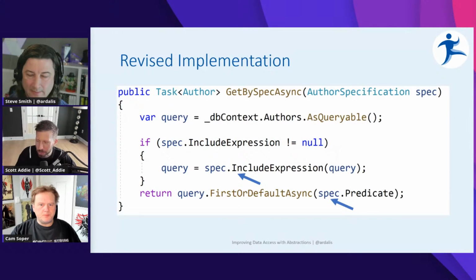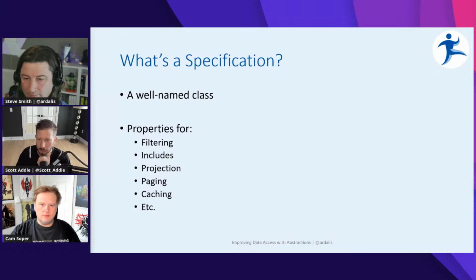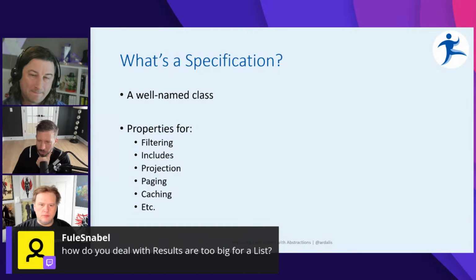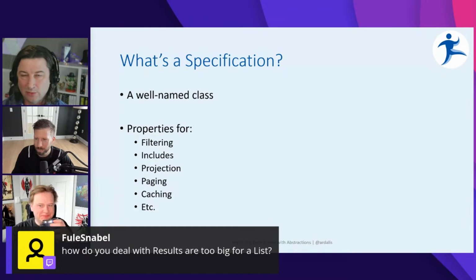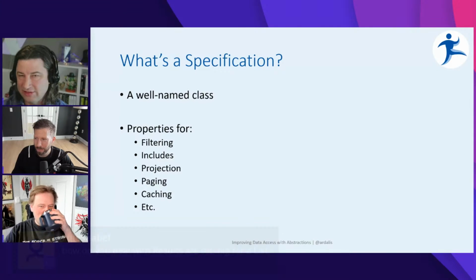We have a question, Steve. It was, I believe, on your previous slide, you had the concept of paging that's supported with a specification. Here's a related question that I think paging could help solve: how do you deal with results that are too large for a list? Paging, yeah. You could also do async enumerable and just stream the results if you wanted to. That's even more performant. But most of the time, paging is what you want.